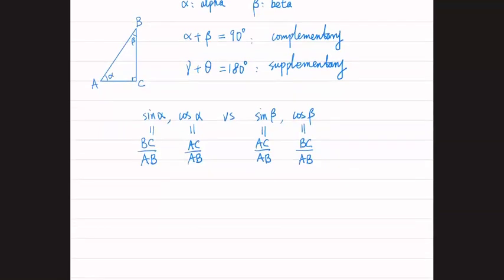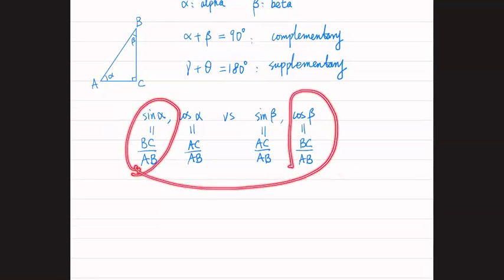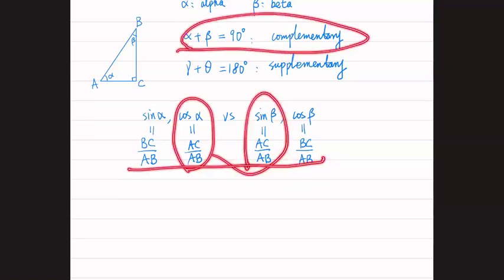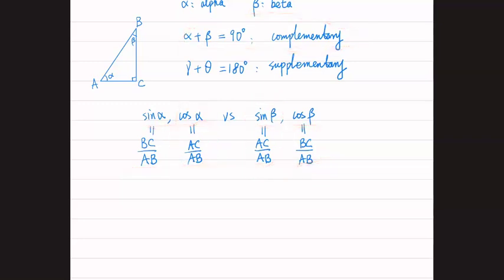Now let's check. Do you see repeated numbers? Aaron, are there repeated ratios? They're the same ratio, but flipped. Okay. So sine alpha becomes cosine beta, and cosine alpha becomes sine beta. That's the property about the trigonometric functions. If two angles are complementary, their sine and cosine are flipped. Okay, that's our theorem.